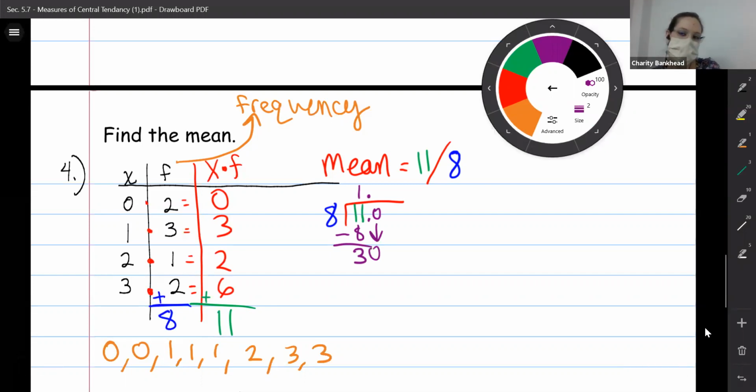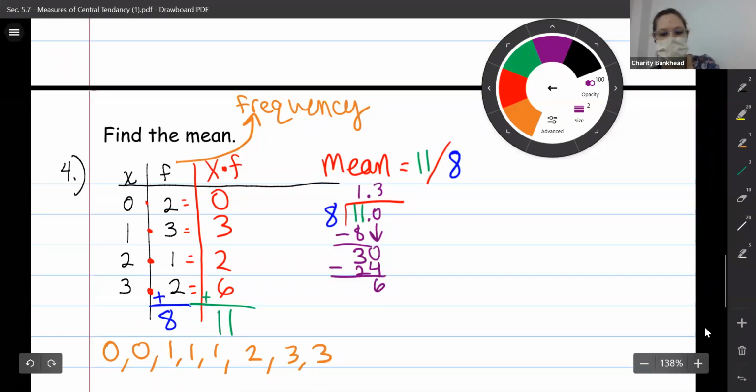And then 8 would go into 30 3 times. 3 times 8 is 24. 30 minus 24 is 6. Bring down another 0. So 8 would go into 60 7 times. 7 times 8 is 56. 60 minus 56 is 4.